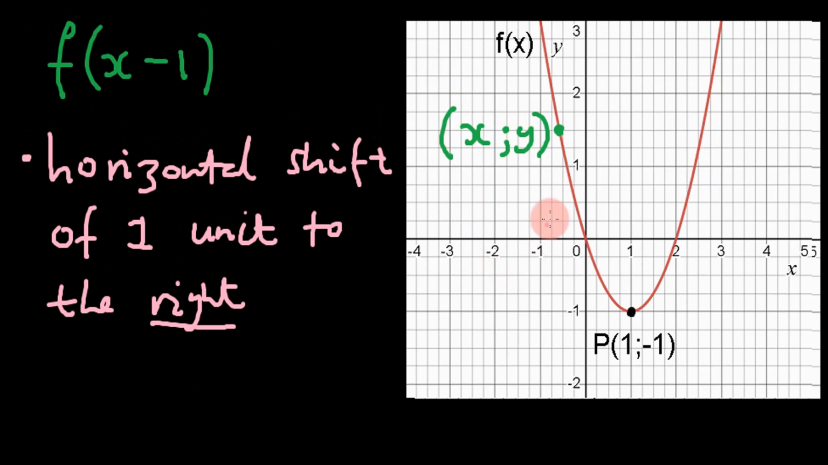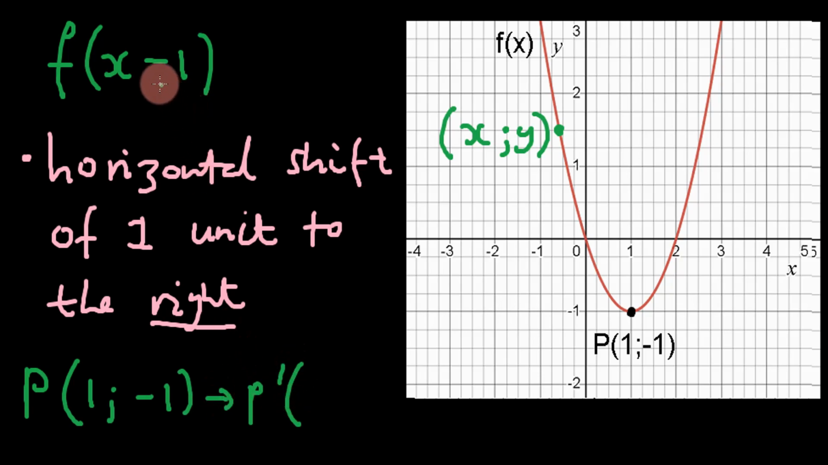So the graph of f of x, a parabola. And once again, we can look at a couple of points. So the point P, the turning point, will now be mapped to P prime. And although we have x minus 1 inside the brackets next to the f here, we don't subtract from the x's. Because the shift is to the right, we actually add to the x's. So it's going to be 1 plus 1 here, which is 2. And nothing happens to the y's.